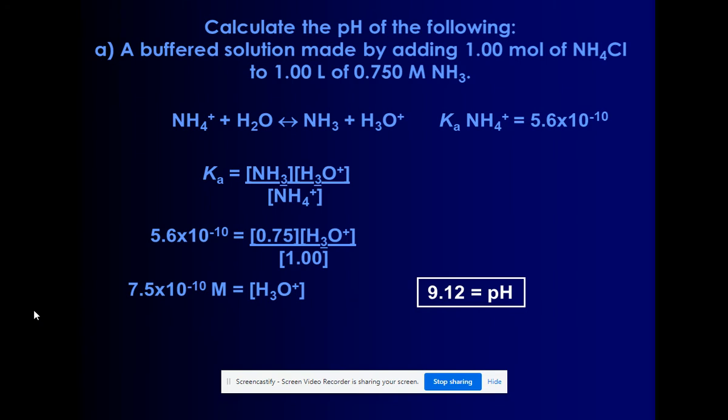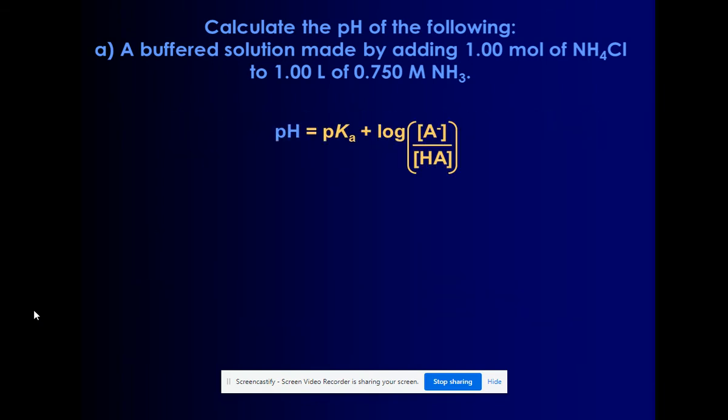If I'm doing Henderson-Hasselbalch, it's going to work pretty much exactly the same, but I would need to take the negative log of my Ka to get my pKa. Your Ka still is the 5.6 times 10 to the negative 10th.